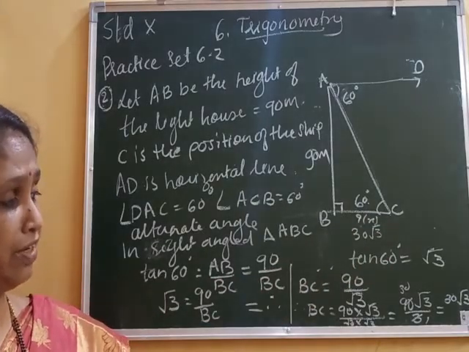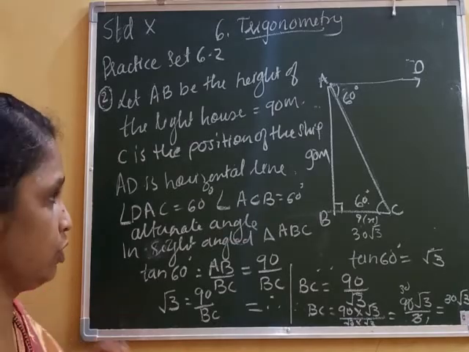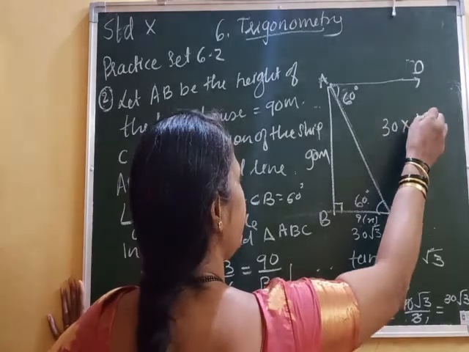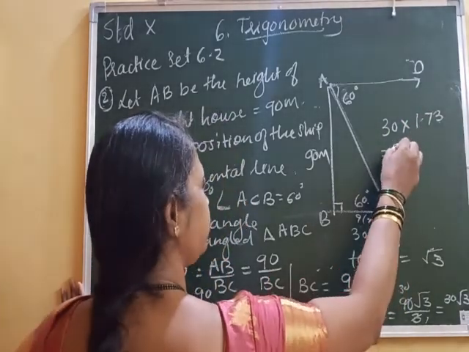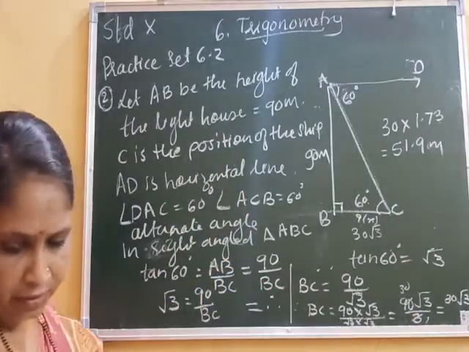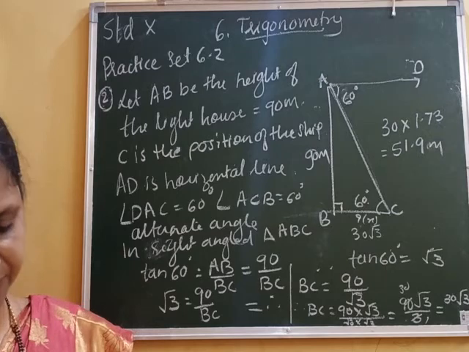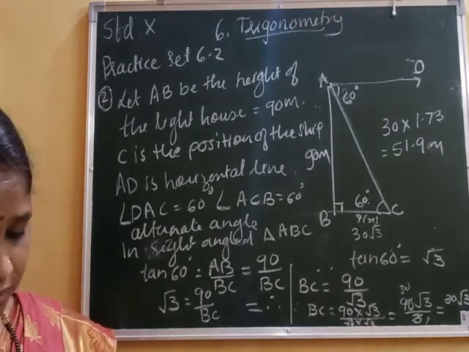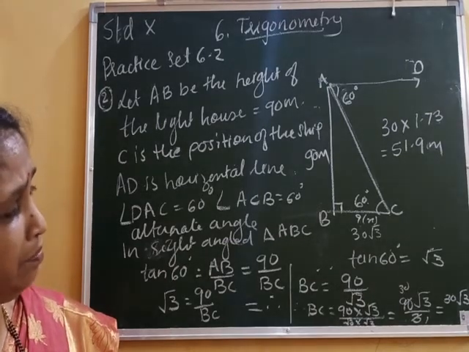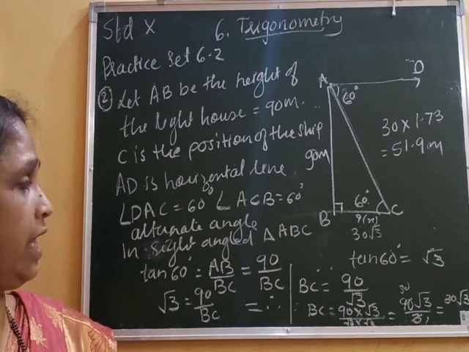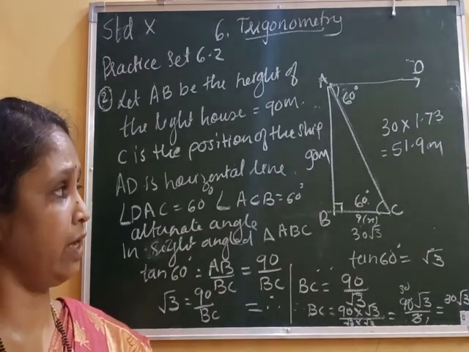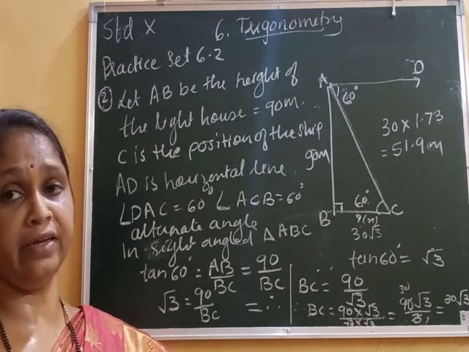Now root 3's value you can write. Root 3's value is 1.73. Now 30 into 1.73. So it will be equal to 51.9 meter. Okay, 51.9 meter. The ship is at a distance of 51.9 meter from the lighthouse. Okay, at last what you have to write? The distance of the ship from the lighthouse is 51.9 meter.